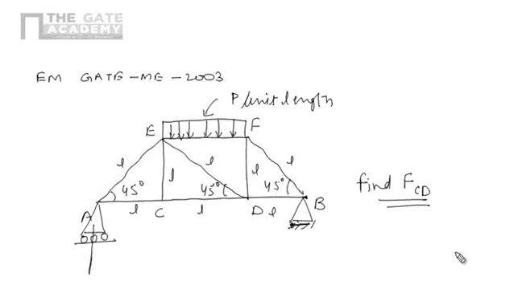This is a roller support, so there will be a reaction RA, and this is a hinge support, so there will be two reactions, horizontal and vertical. But in the given truss there is no horizontal force, so there will be no horizontal reaction. That's why I am showing only the vertical reaction, that is RB.